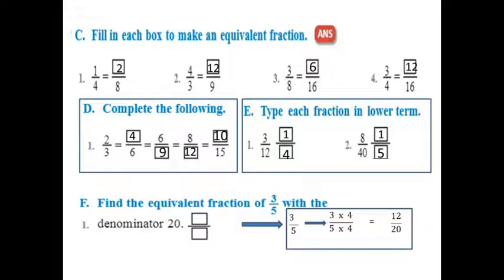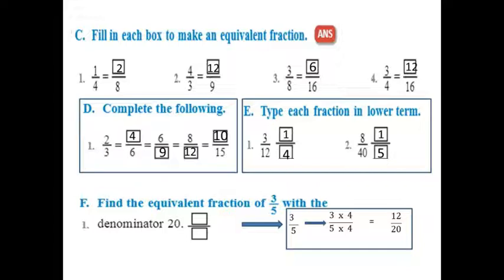Come to the next number, it is dash by 15. So denominator is given. So 3 multiplied by what will give you 15? 5. So 3 into 5 is equal to 15. The same way you will multiply to the numerator also by 5. So it is 2 into 5 is equal to 10. So 2 by 3 is equal to 4 by 6 is equal to 6 by 9 is equal to 8 by 12 is equal to 10 by 15. Let us go to the next sum.